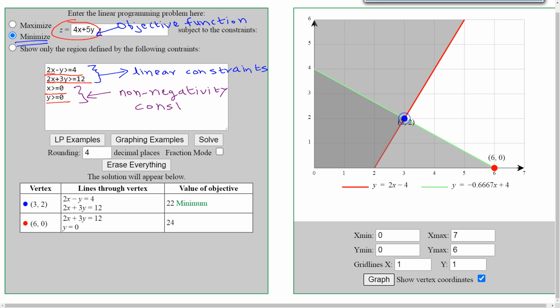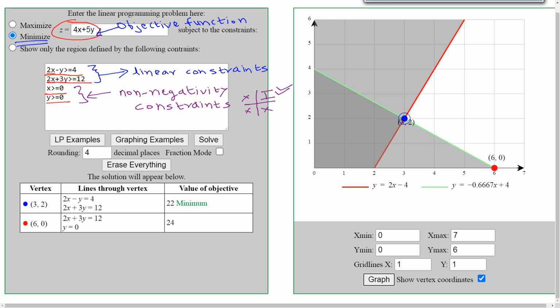Non-negativity constraints assure that solution of linear programming problem lies in first quadrant. So, due to non-negativity constraints, solution of linear programming problem is always in first quadrant. It is not going to be in second, third or fourth quadrant. It is going to be in first quadrant only. We are going to solve this linear programming problem by graphical method.